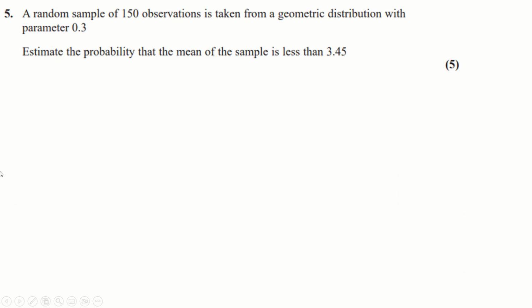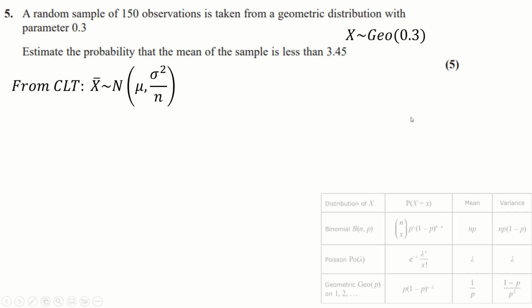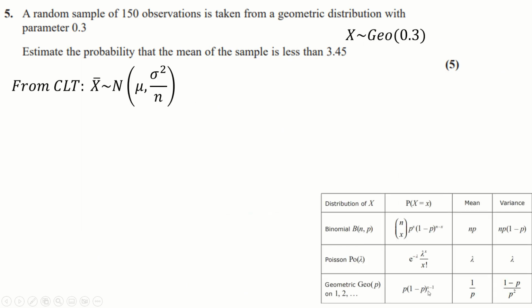5 then is the central limit theorem question. Got a geometric distribution here. So let's just break out the geometric table here. There's the stuff that might be relevant. Now from the central limit theorem, the mean of a sample is normally distributed with mu here and then sigma squared over n, n being the size of the sample here.